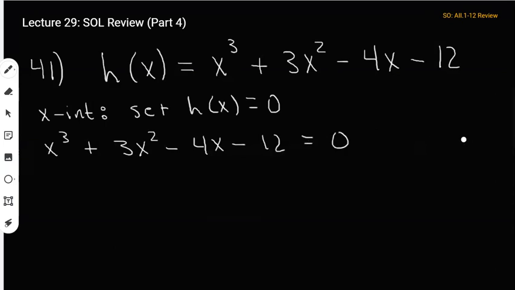Okay, so now we've set it equal to 0, and I need to start factoring. What I'm going to do is group the first 2 terms and the last 2 terms together. In my first group right here, I see that they have x squared in common. I can take out x squared, but then when I do that, I'm going to be left with x plus 3.